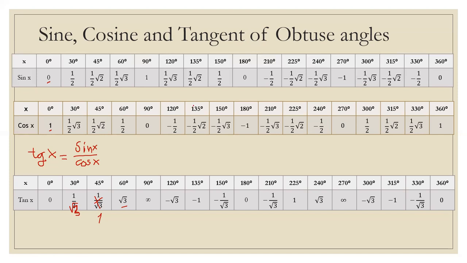I think it's extremely simple how to determine the special values of trigonometric ratios for special acute and obtuse angles.